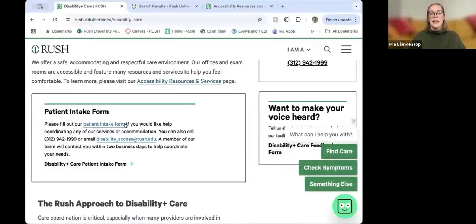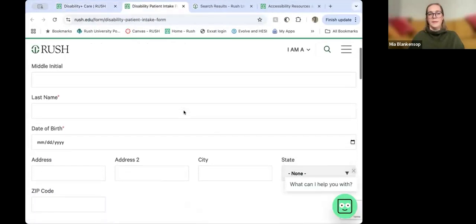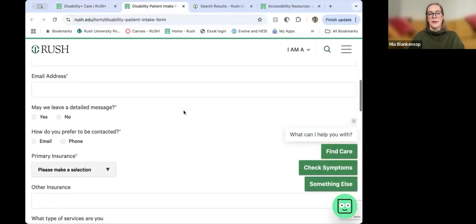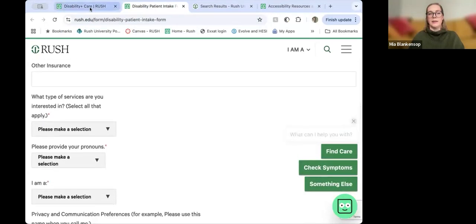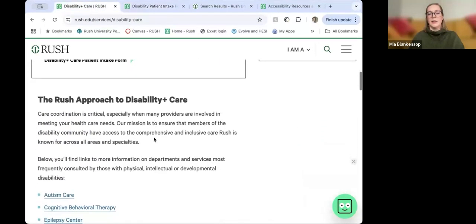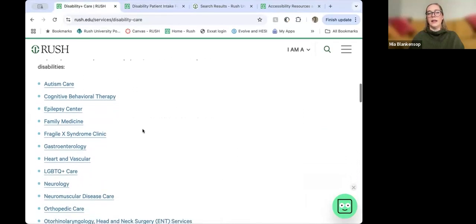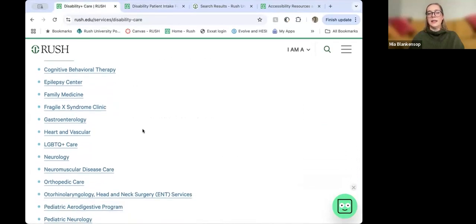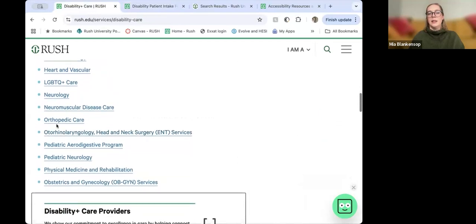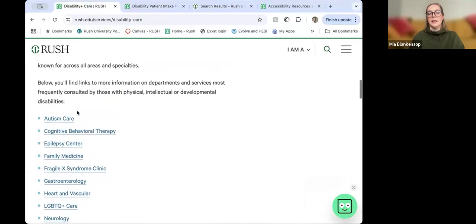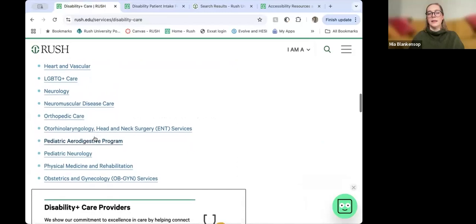Here is our patient intake form. So you can do that very easily directly from the website. Here is more about our mission statement and all of the various facilities and departments that are relevant.